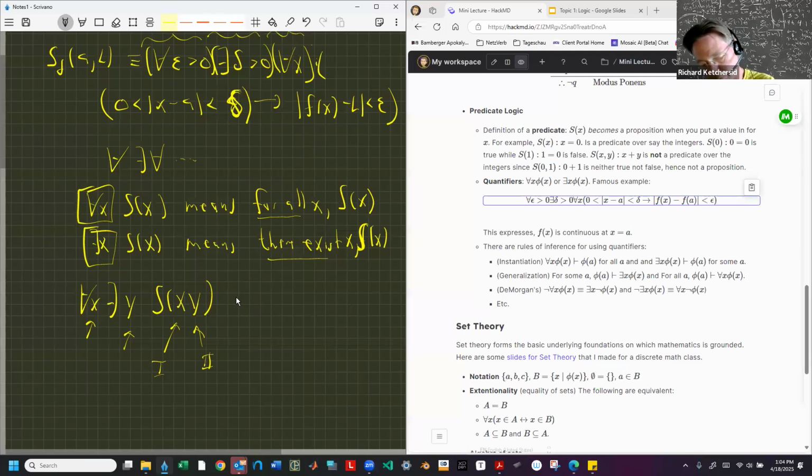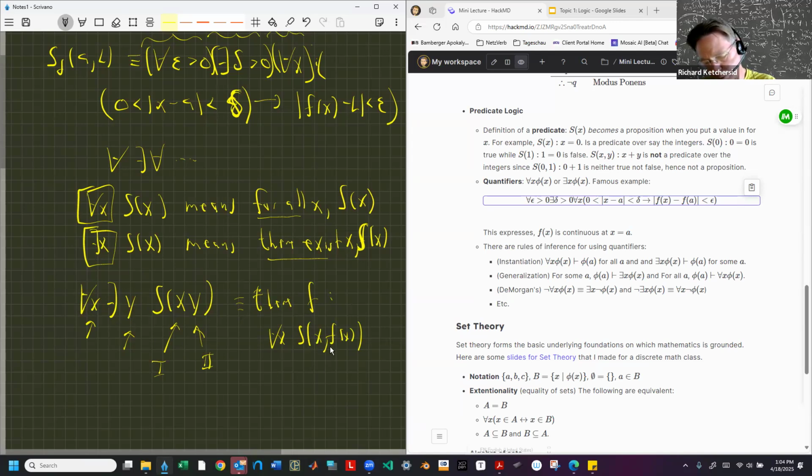You might say, well, this would hold if and only if there is some function f such that for all x, s of x and f of x. So it's sort of handing you the y. That you don't have to have a function like that. So it becomes kind of tricky.